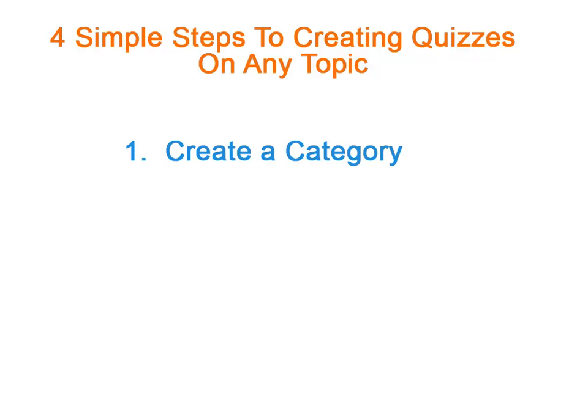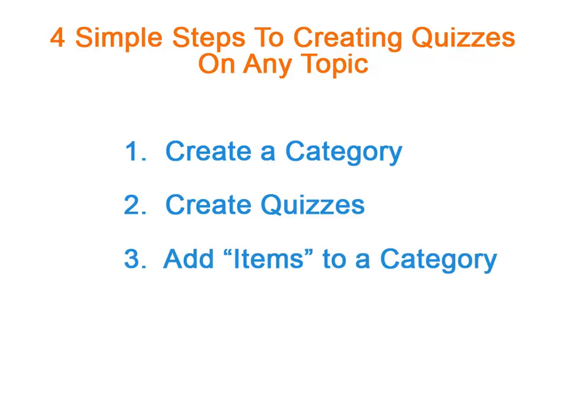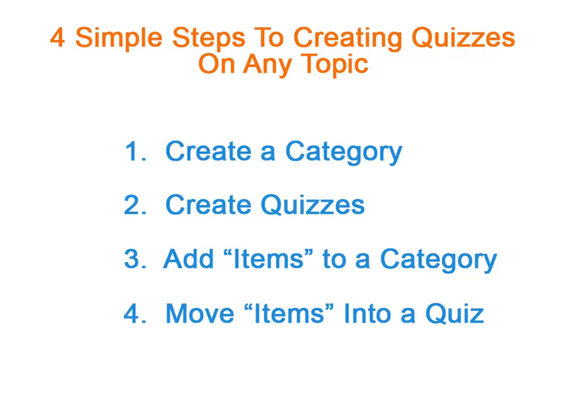First of all, create a broad category. Second, create specific quizzes for this category. Third, add items or things into the category that you want to be quizzed on. And fourth, move some of these items or things into specific quizzes.